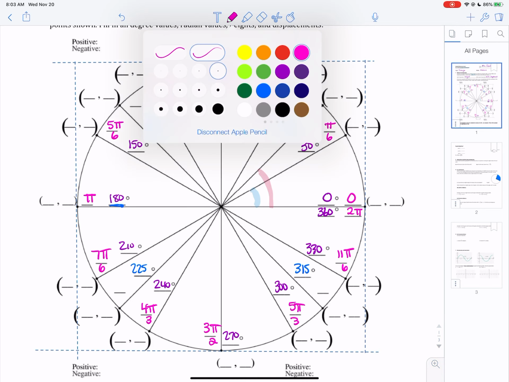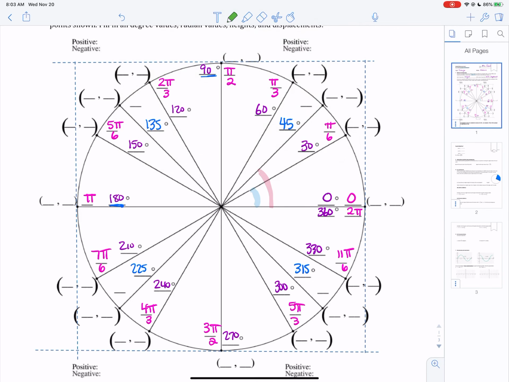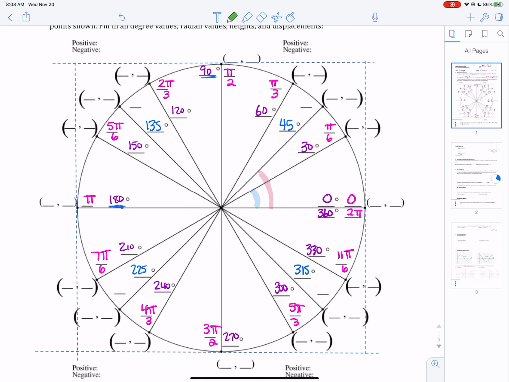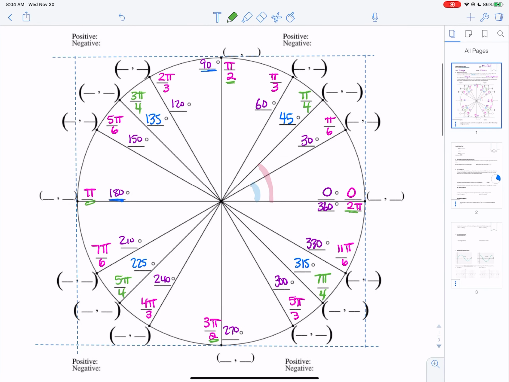45-degree increments are multiples of pi over 4. So we have pi over 4, 2 pi over 4 brings you to 1/2, 3 pi over 4, 4 pi over 4 is pi, 5 pi over 4, 6 pi over 4 is this one, and then 7 pi over 4. So again, we're just counting. 8 pi over 4 would be 2 pi. So we just count all of those.